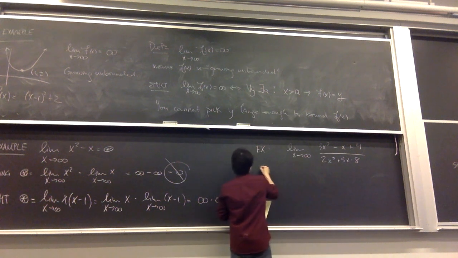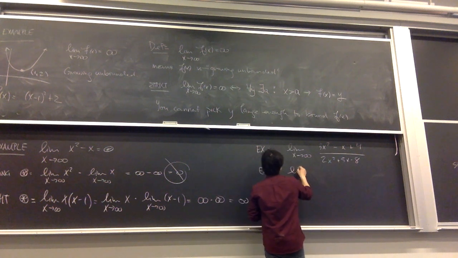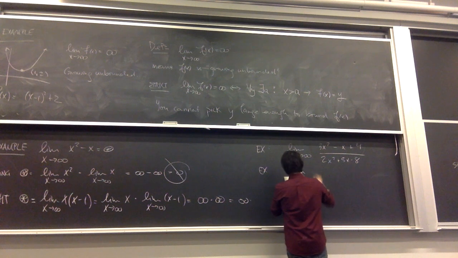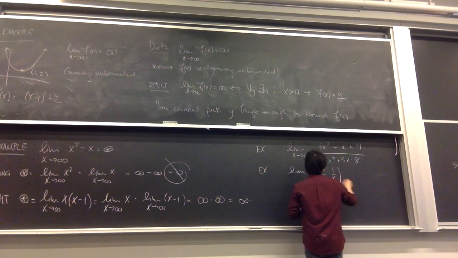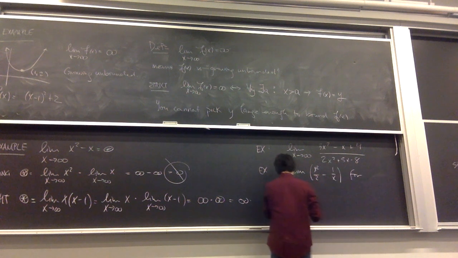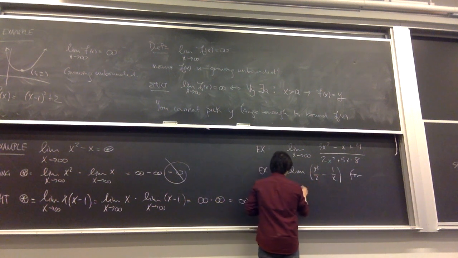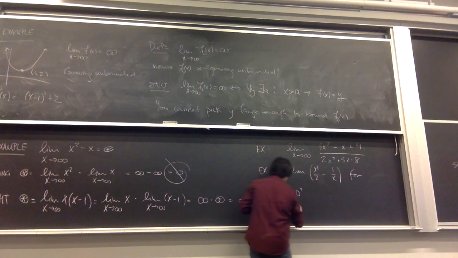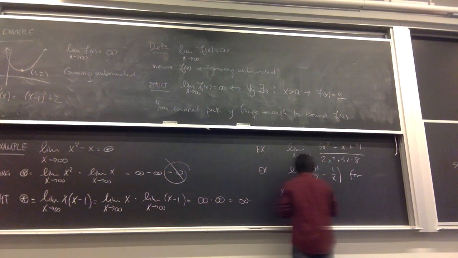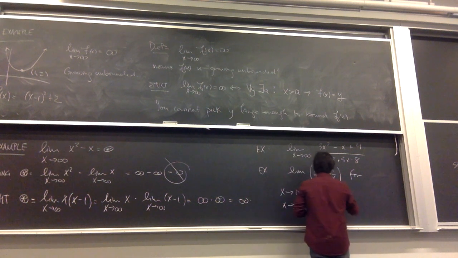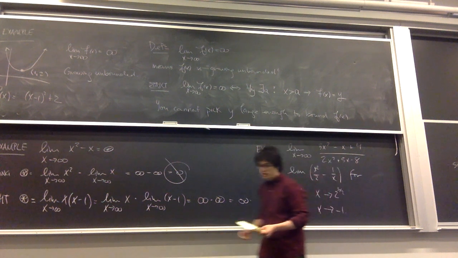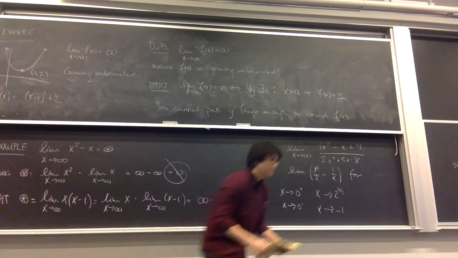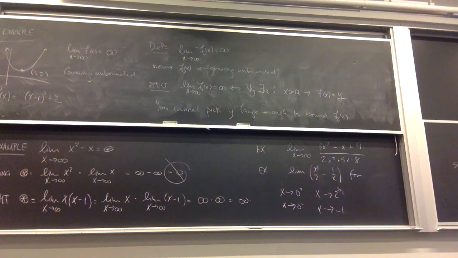And then I want you to do limit of x squared half minus 1 over x for the following limits. x goes to 0 from the right, x goes to 0 from the left, x goes to 2 to the power of 3 halves, and x goes to minus 1. Okay, so you do those. I'm going to wipe down the board, and we'll do the second part of the lecture.